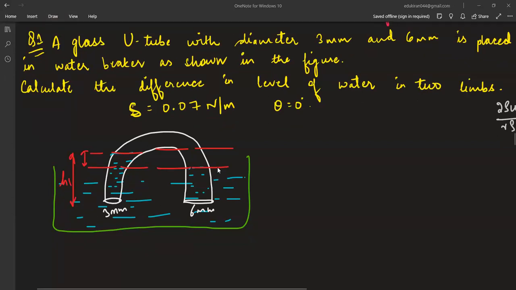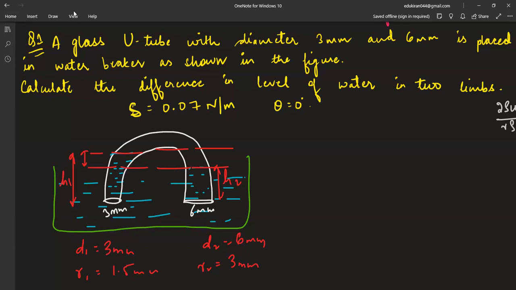This part only. This part is h2, h1, h2. Then you have the diameter d1 as 3 millimeters, so radius is 1.5 millimeters. Here the diameter is 6 millimeters, so the radius is 3 millimeters. Fine. How will we find out the difference in the height? If you know h1, if you know h2, subtract them, you will get the extra height. You will get this height difference.